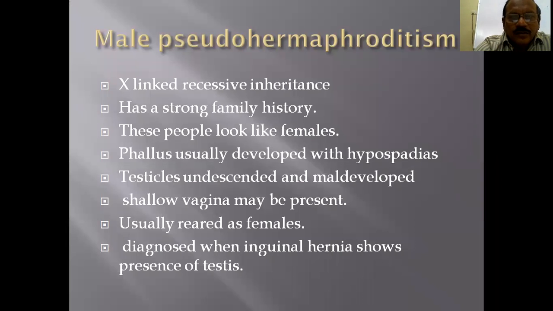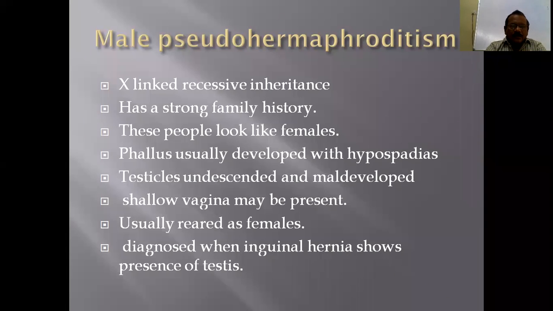Then coming to male pseudohermaphroditism. X-linked recessive inheritance has a strong family history. These people look like females. Phallus usually developed with hypospadias. Hypospadias means the urethral opening will be under the penis. Epispadias means above the penis.